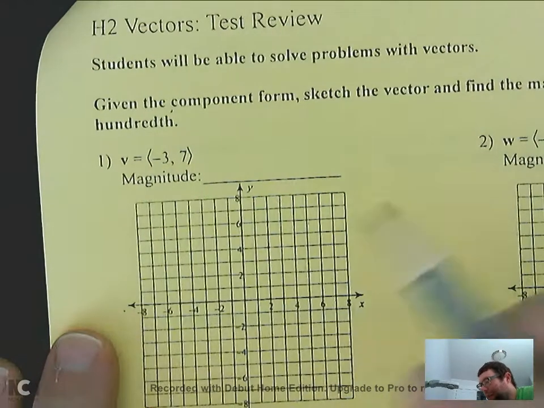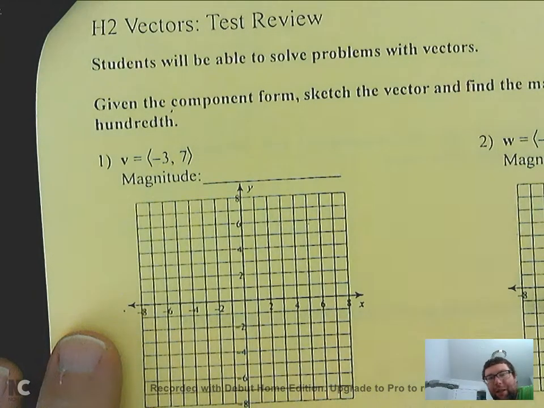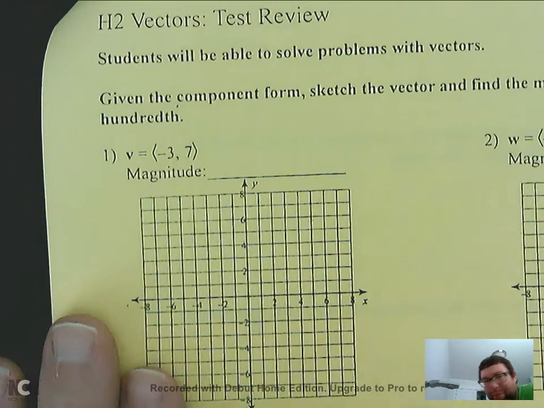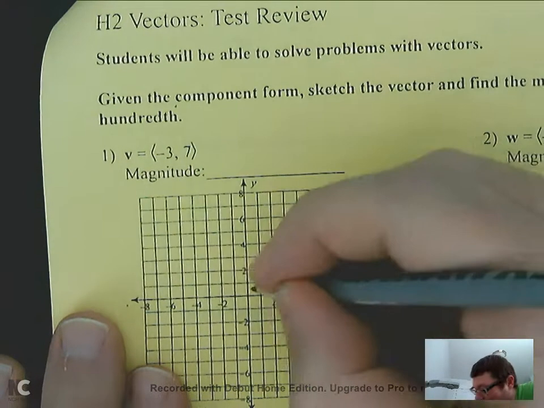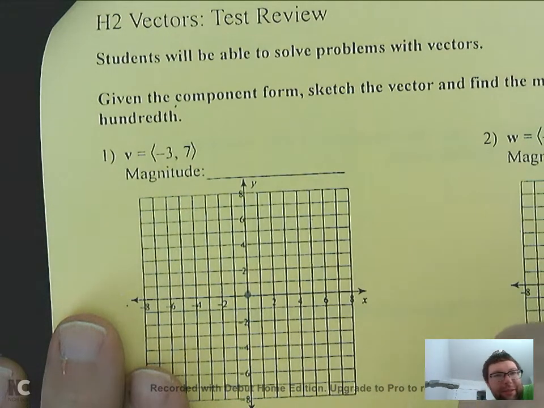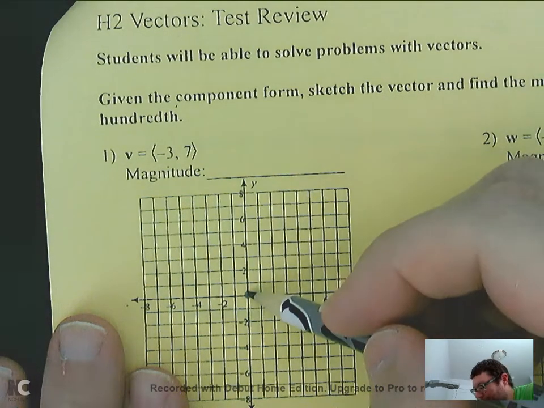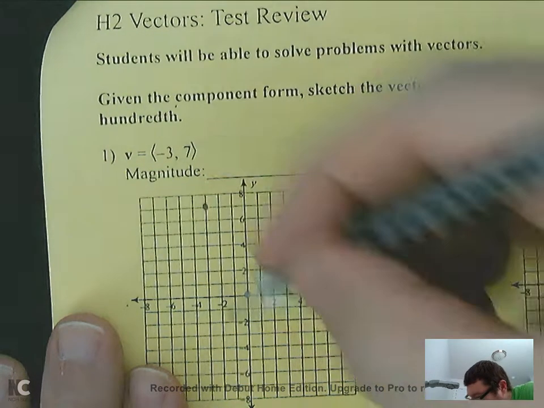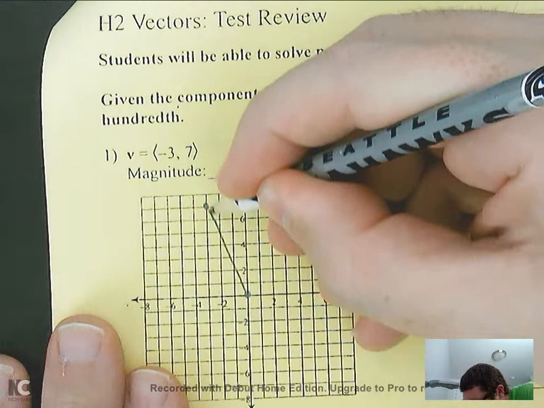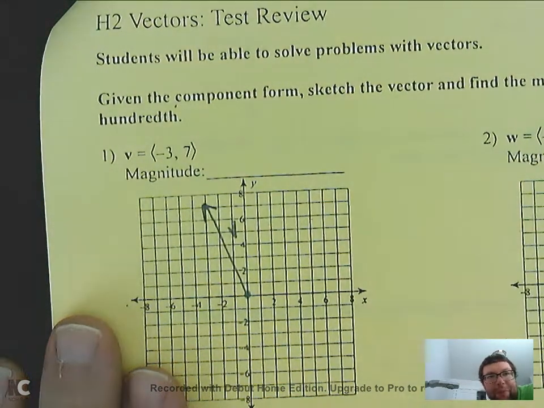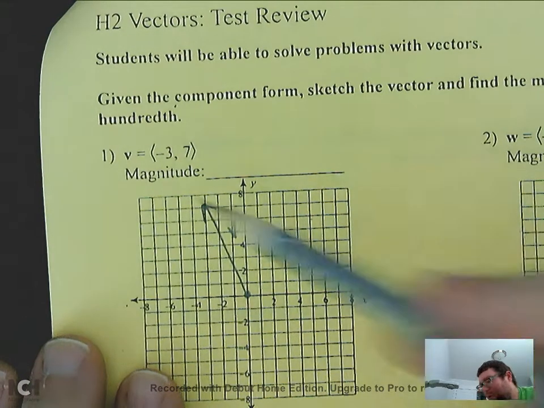So, first section, it gives me a vector and it wants me to graph it and find its magnitude. It gives it to me in component form, and again, things in component form start at 0, 0, and then end at whatever point this is. Okay, so it starts at 0, 0, and it goes to -3, 7. So that right there is its vector. Okay, that's vector V.